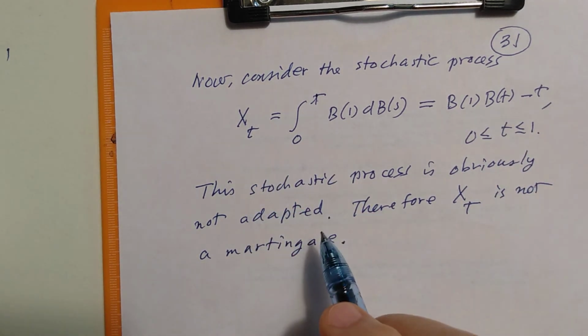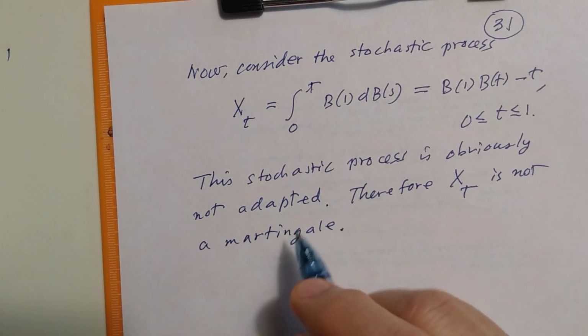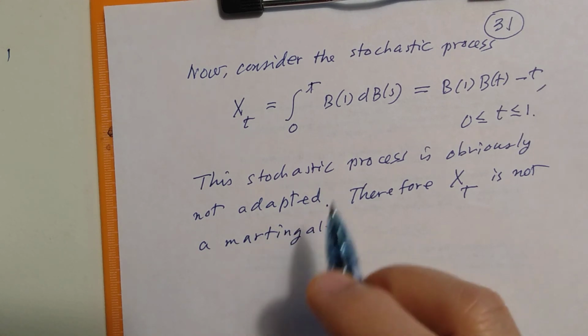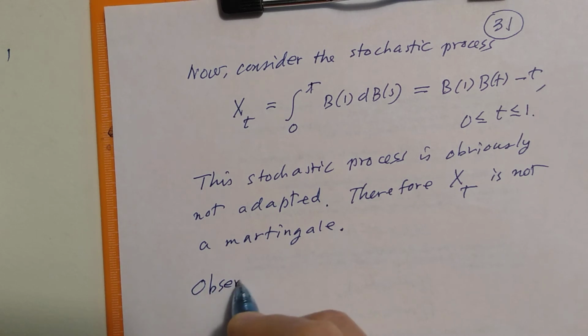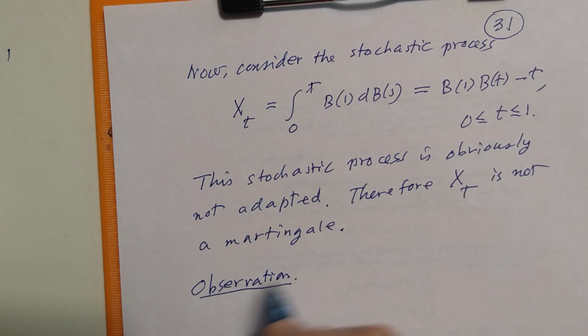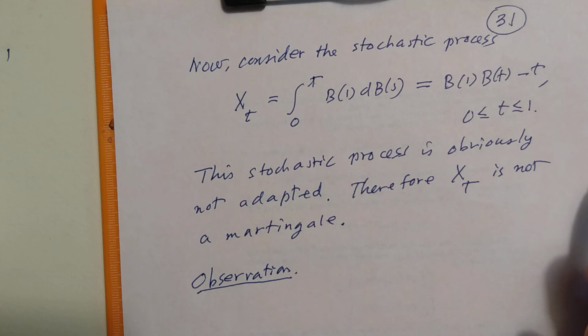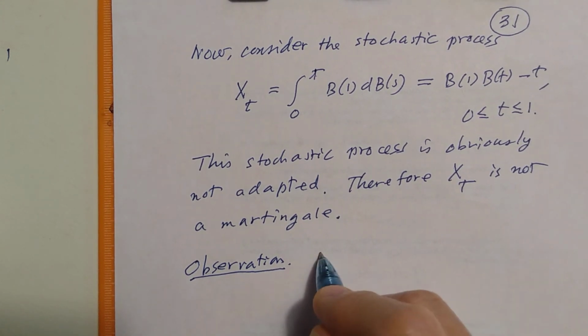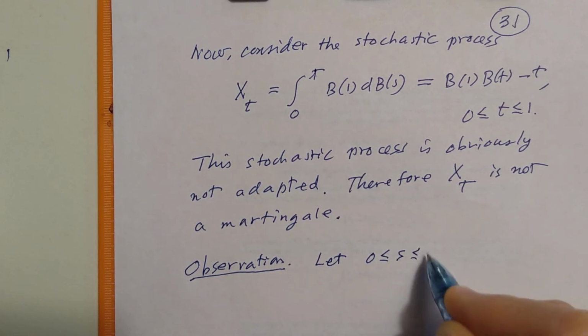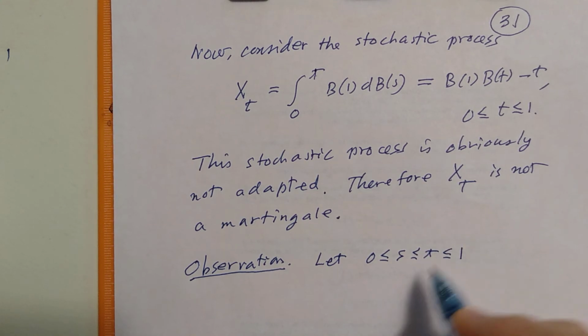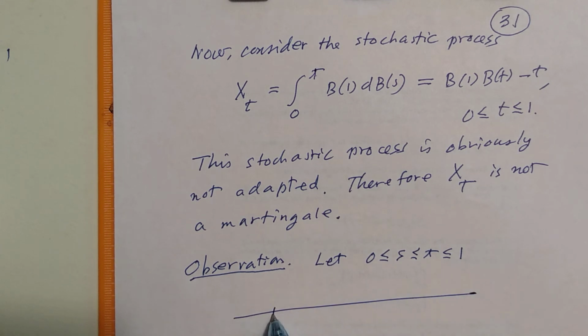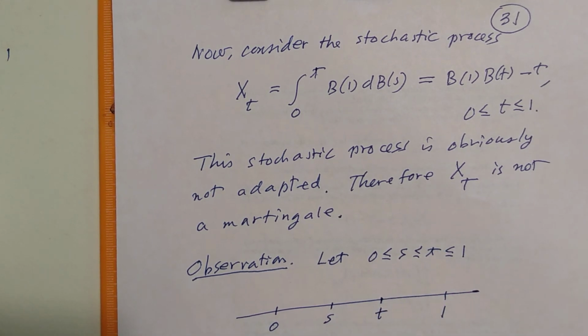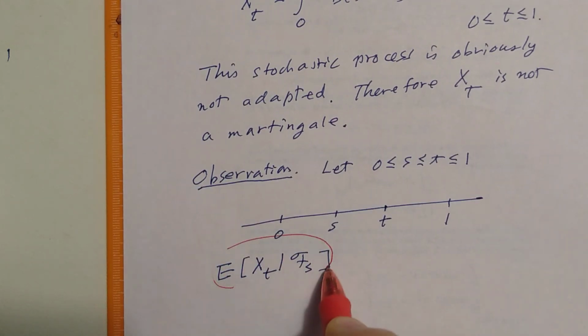So this X sub t is not a martingale, but nevertheless, let's compute the conditional expectation and see what happens. So here, observation. I'm going to find something new about this stochastic process. Let s be less than or equal to t, between 0 and 1. This is 0, this is 1, and here we have s, we have t. And let's compute the conditional expectation of X sub t given F sub s. So let's compute this conditional expectation.